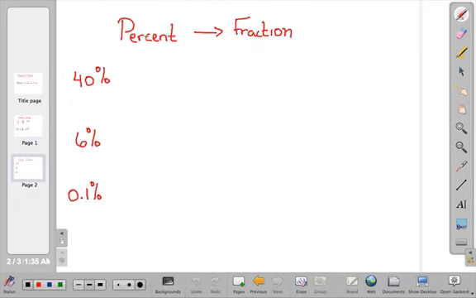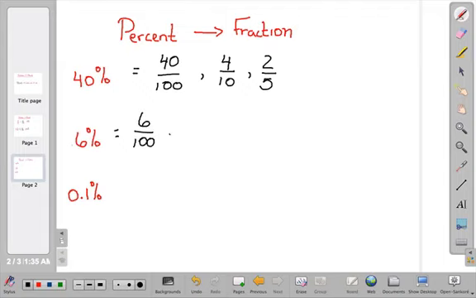Now we're going to work on changing percents into fractions. Now remember that percents are out of 100, so the percent becomes the numerator, 40 over 100, and now we can simplify this to be 4 over 10, and I could simplify that more to be 2/5. So the percent becomes the numerator part, so the 6 is going to become the numerator over 100, and then you can simplify this to be 3/50.